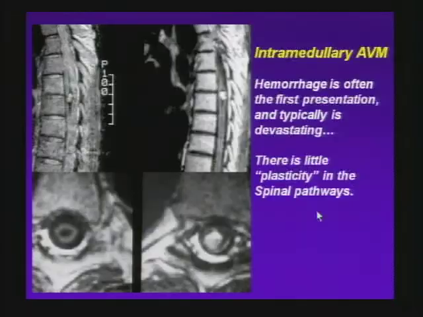If it bleeds, it's a catastrophe because the entire spinal cord diameter is injured. There's very little plasticity to the spinal cord. It's arranged linearly, not radially. It's hard to teach a new area of the spinal cord to take over the functions of that level. So this is what you want to avoid with the intramedullary AVM.